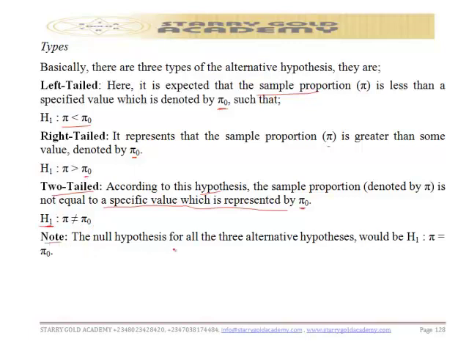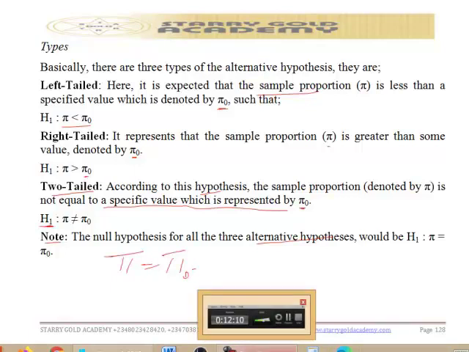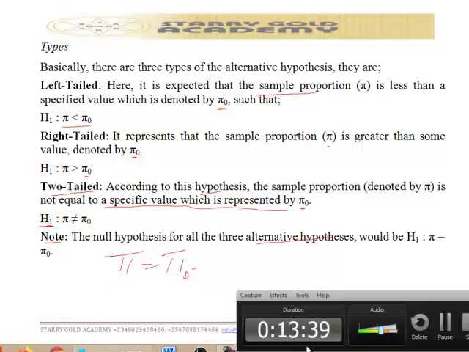And one thing to note is that the null hypothesis for all three hypotheses is that the proportion value is equal to the specified value. So that is about that, and we have come to the end of the null and alternative hypothesis.